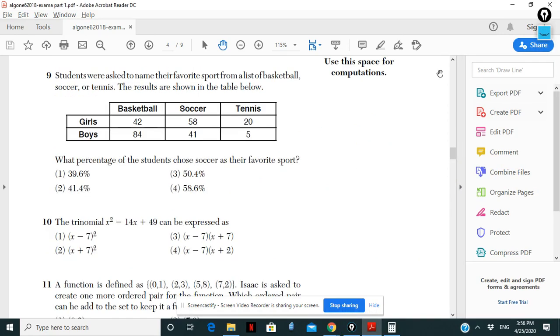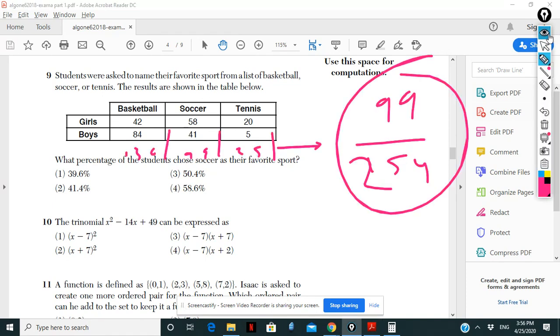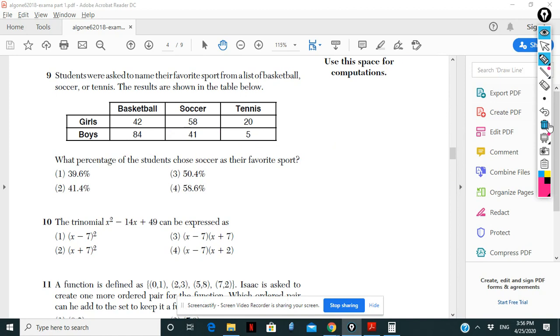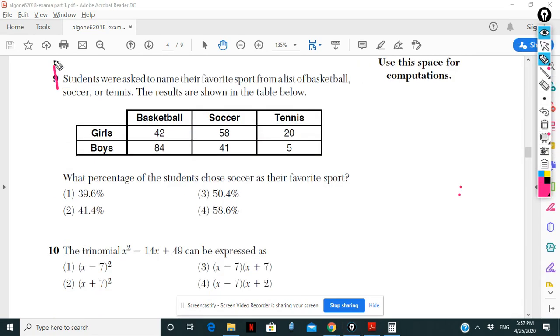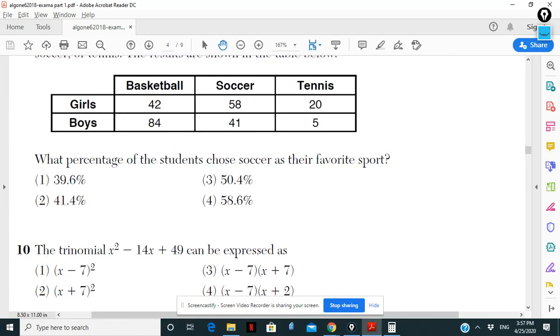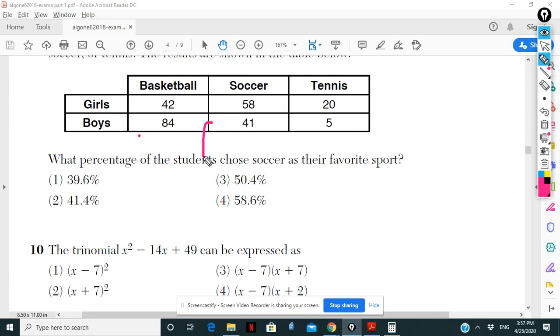Question number 9. Students were asked to name their favorite sports. So we have a table. What's the percentage of the students who chose soccer as their favorite sport? So first I have to add all the numbers. That's going to be 126, that's going to be 99, that's 25.